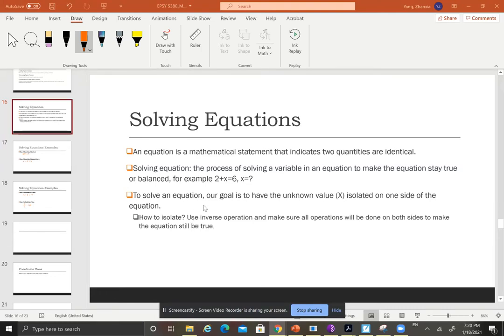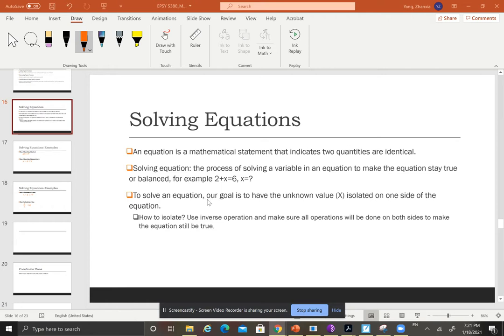Well, let's continue our math tutorial on solving equations. An equation is a mathematical statement that indicates two quantities are identical, or two sides of an equation are balanced. And solving an equation is the process of solving for a variable in an equation to make the equation stay true or balanced. For example, 2 plus x equals 6. When we are finding out what the value of x is, we are solving the equation.